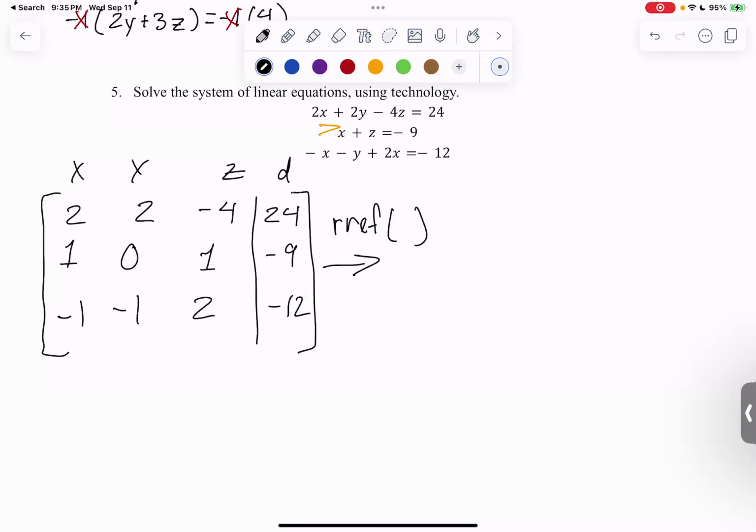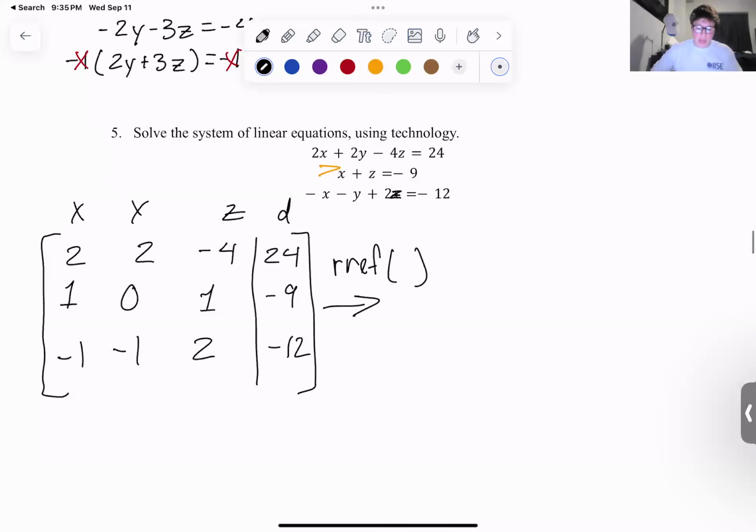In the bottom equation, there's two x's. There's no z in there. Oh, yeah. So that's a mistake, probably. That's my bad. That's supposed to be a z. But thank you for catching on to that. So we have 2x plus 2y minus 4z equals 24. x plus z equals -9, -x minus y plus 2z equals -12. We'll go back to that mistake you just caught in a second.